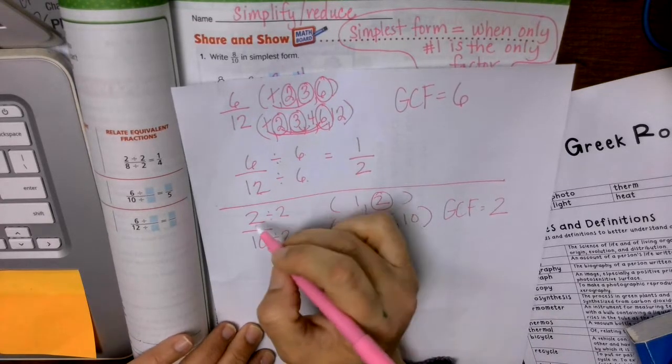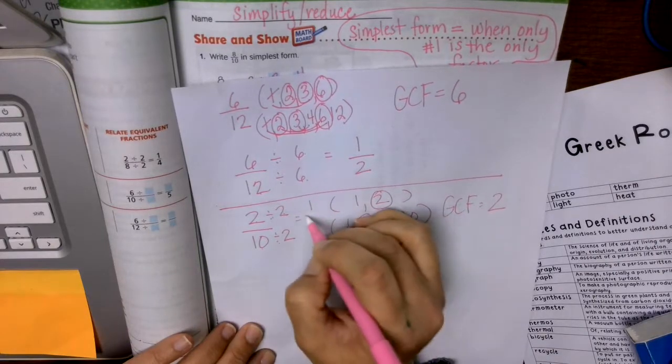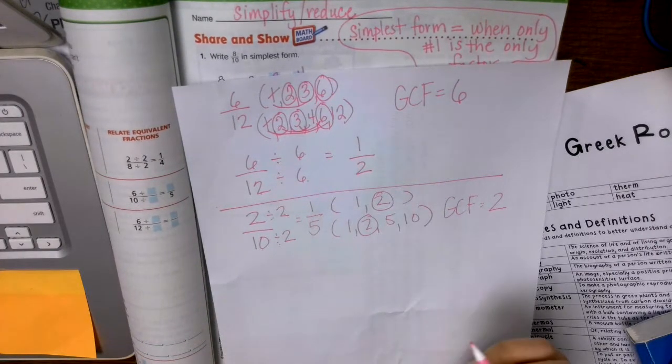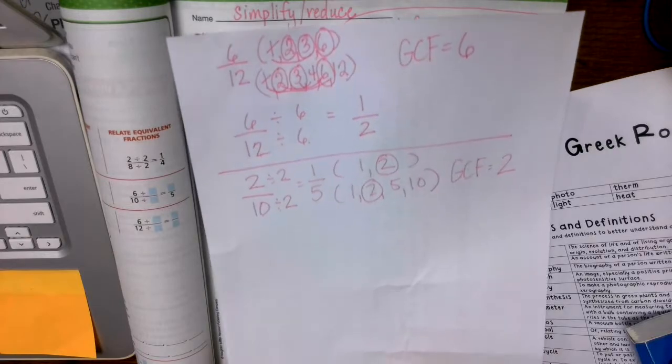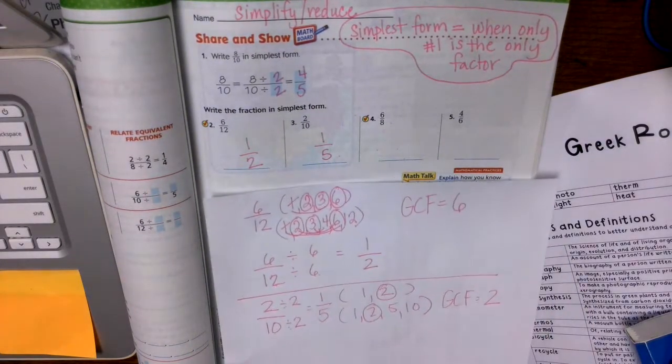So 2 divided by 2 is equal to 1, and 10 divided by 2 is 5. So there is a shortcut. If the numerator can divide into the denominator, that will be the greatest common factor. All right, so that's 1/5. That's number 3. Let's do number 4.